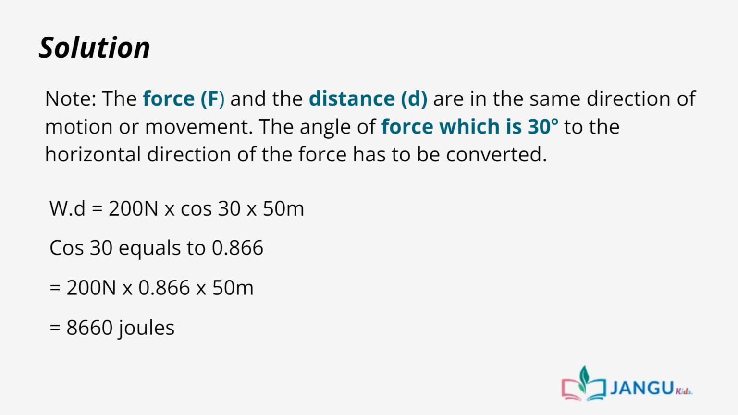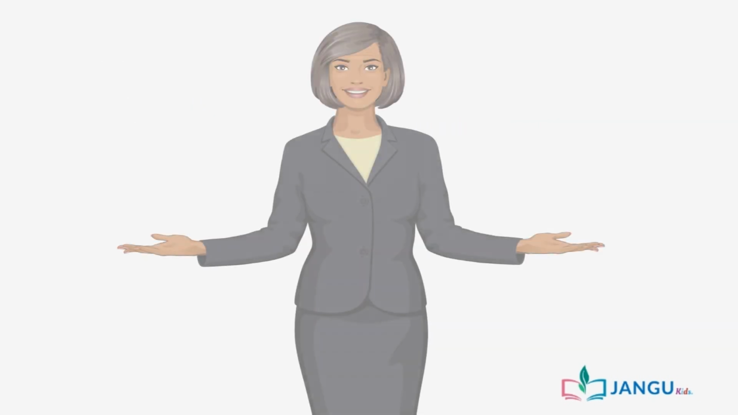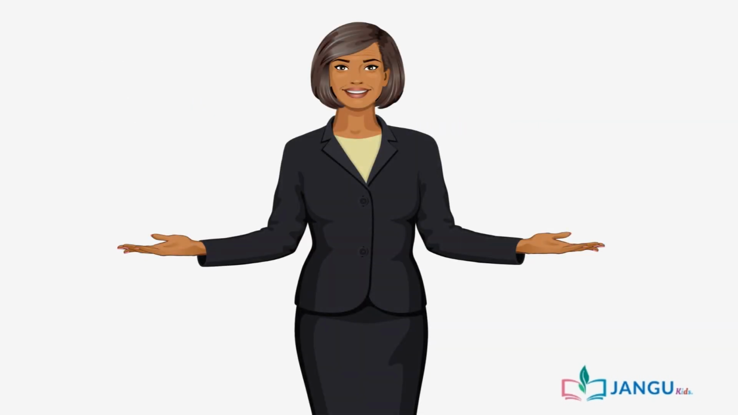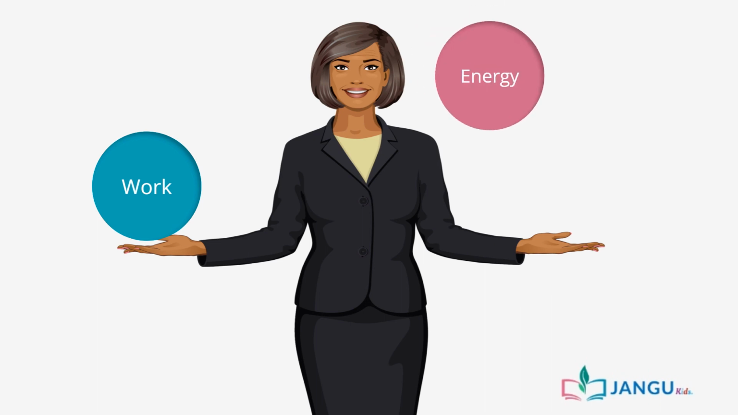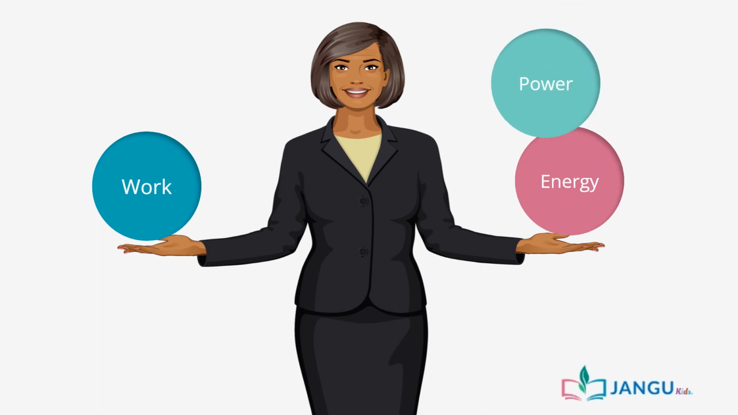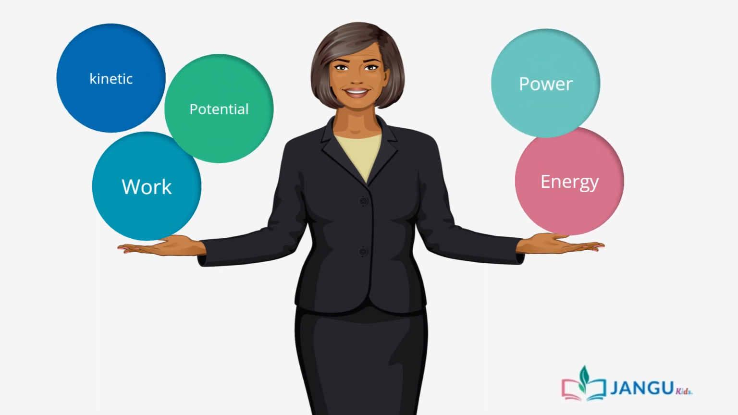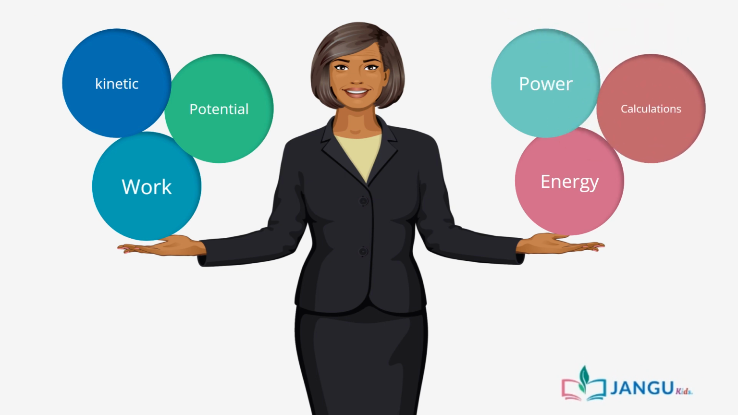Therefore, the work done is 8,660 joules. Kids, we've come to the end of today's lesson. We learned about the meaning of work, energy and power, explained the meaning of potential and kinetic energy, and also did some calculations involving work done.